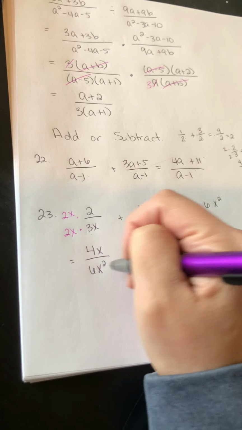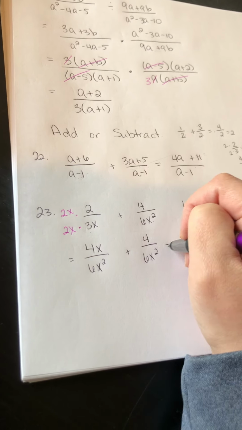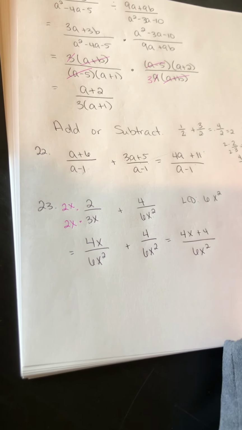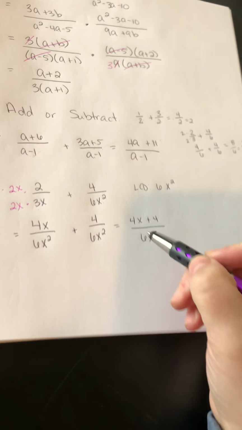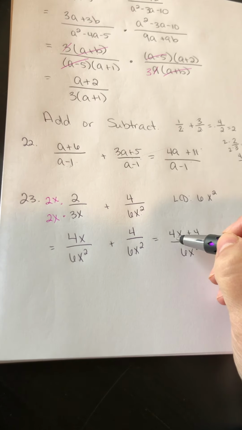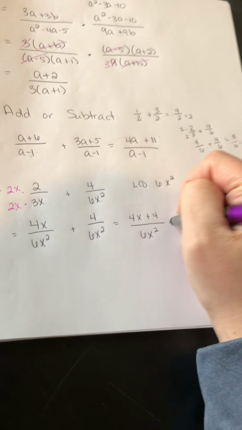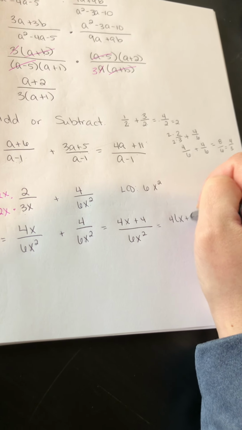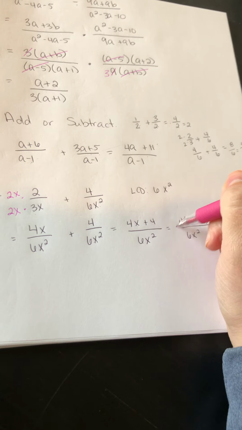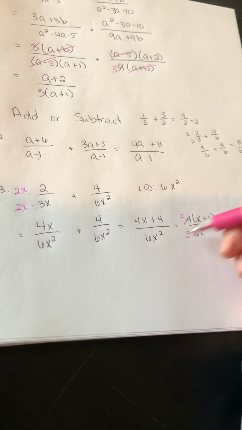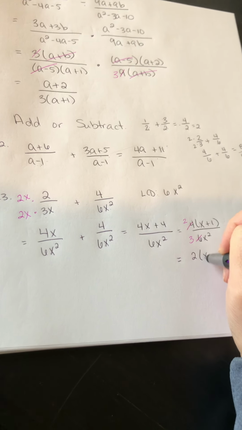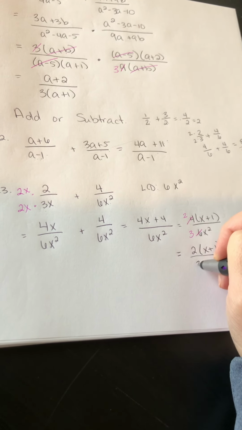Well, now that they have the same denominator, I can just add the numerators. So I have 4x plus 4 over 6x squared. And like I said, you want to see if you can factor, if anything cancels. In this case, you can factor out a 4. So I have 4 times x plus 1 over 6x squared. And then I can reduce the 4 and the 6 into 2/3. So I've got 2 times x plus 1 over 3x squared.